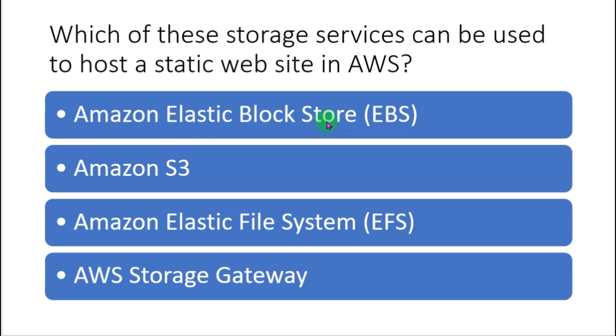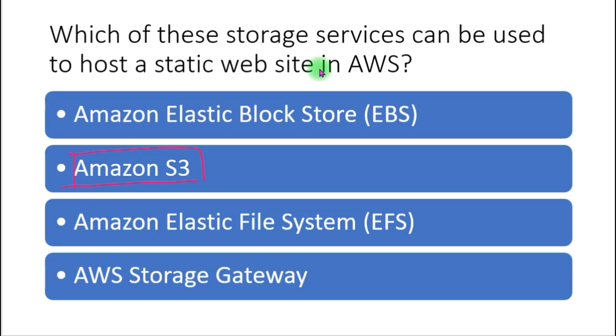Next is Amazon S3. It's a storage service which can hold any kind of data. For a static website we can have images, text, and multiple different types of objects. So this website can be hosted in Amazon S3. So for this question our answer will be Amazon S3.